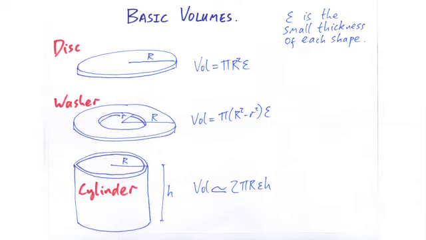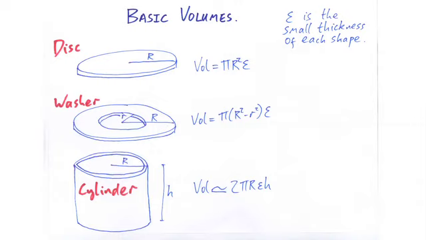Lastly, a cylinder. So the cylinder has radius r, has height h, and then it's been thickened up a little bit to be epsilon. So in this case, I'm not giving a precise formula for the volume. I'm giving a sort of approximation to the volume, a good approximation when epsilon is small.